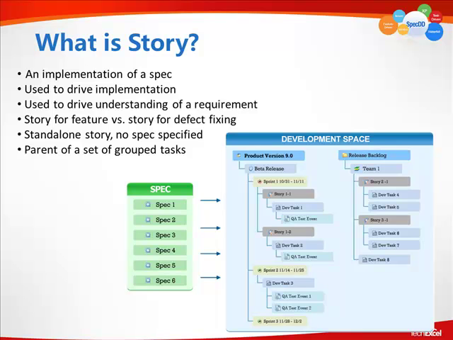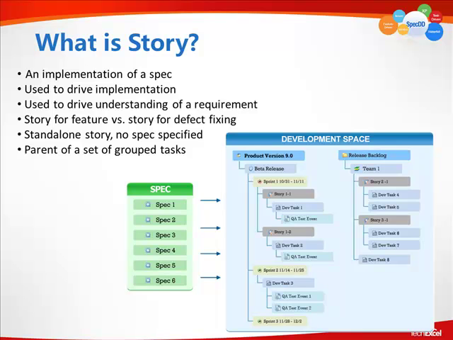The difference, first off, is a story may not exist for defect fixing. A standalone story, in most cases, without a spec specified, without a spec linked to the story, is simply used to represent a set group of tasks. These are typically also known as defects. Can also be used for defects.